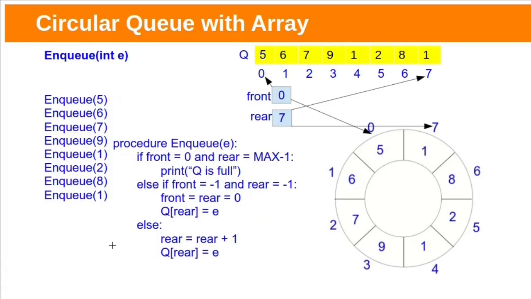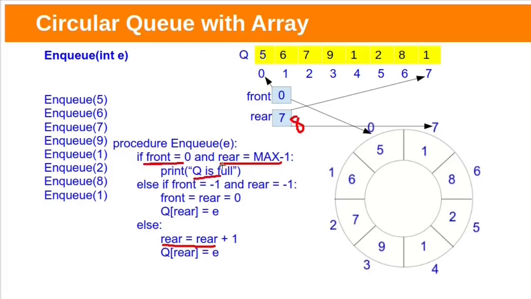Suppose we want to perform one more enqueue operation, but see here the queue is full. If we increment rear, then rear would be 8. There is no index 8 within our queue. If we try to access index 8 in our array, we will get an error. To avoid that condition, we will write this if condition. If rear equal to max minus 1 and front equal to 0, we should not perform the enqueue operation. We should raise the error queue is full.